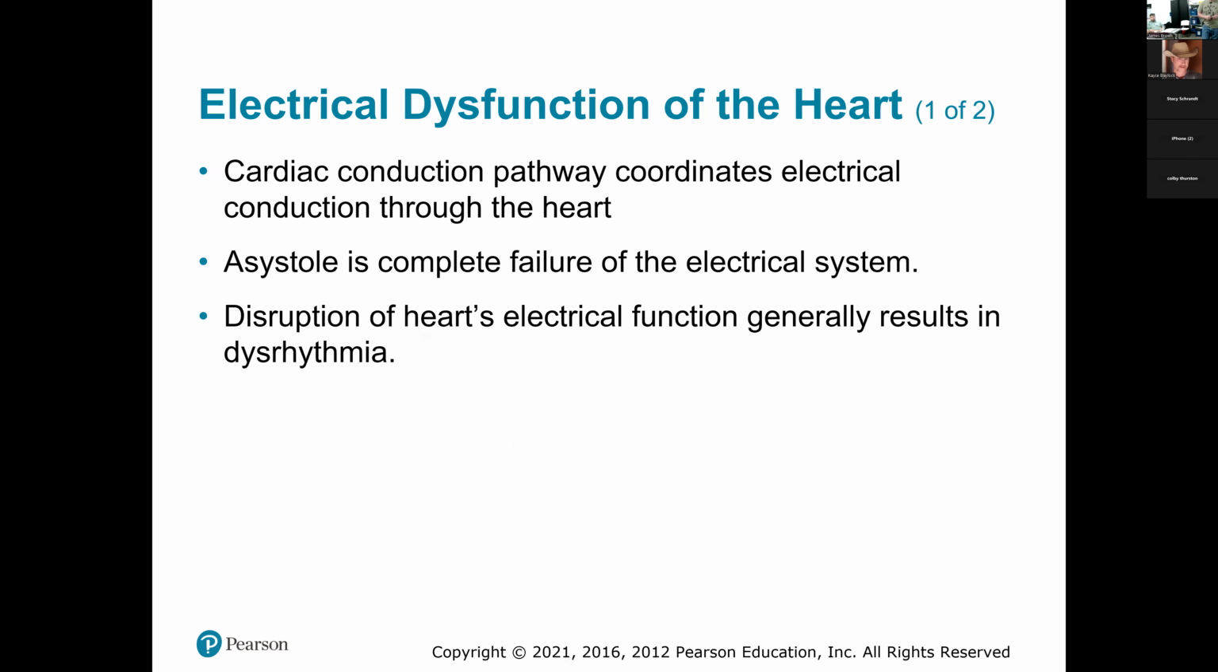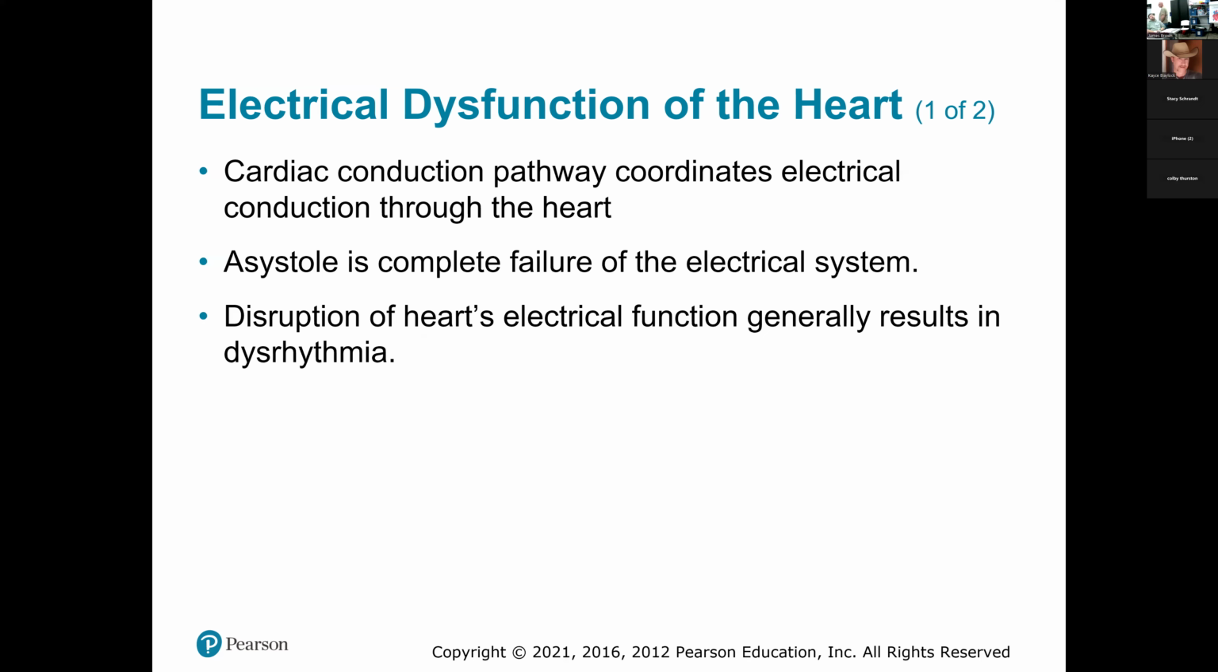All right, electrical dysfunctions. Cardiac conduction pathways coordinate electrical conduction. We just talked about that: the SA node down to the AV node, down to the bundle of His, down to the Purkinje fibers, out to the heart. Asystole is a complete failure of the electrical system and the mechanical system. Disruption of electrical functions generally results in a dysrhythmia, so there'll be some kind of dysrhythmic activity going on.